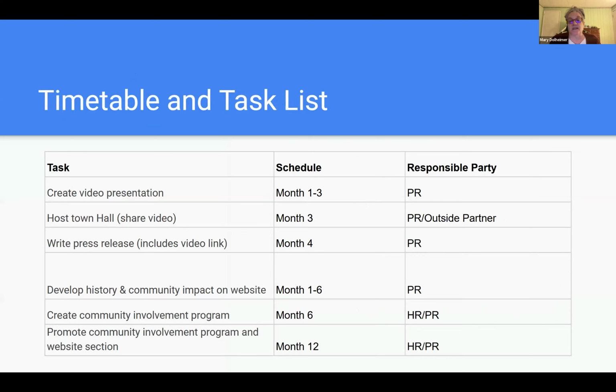Timetable and task lists, as I just did this in a very simple fashion. Create the video presentation in months 1, 2, and 3. Host the town hall and share the video in month 3. Write the press release, including the video link, in month 4. Develop the history and community impact on the website in months 1 through 6. Create the community involvement program in month 6, and this would be working with your HR department. And promote the community involvement program and the new website section after a year of work on these activities.